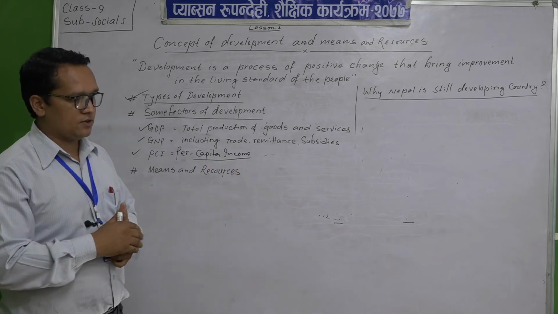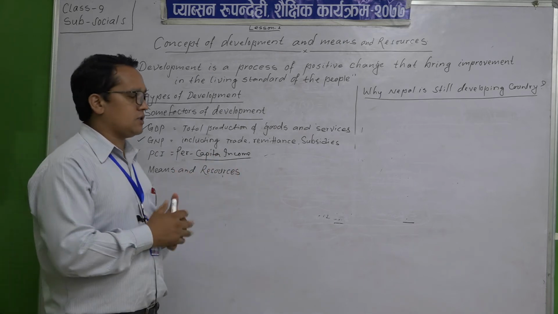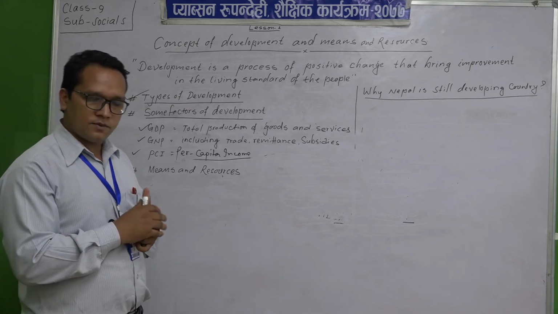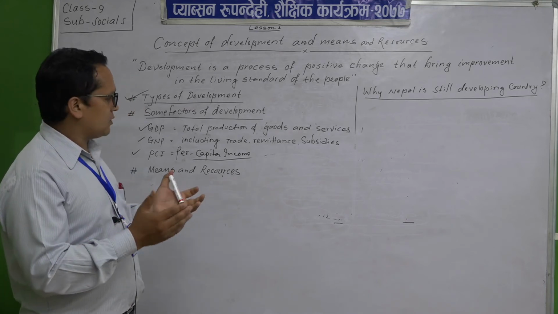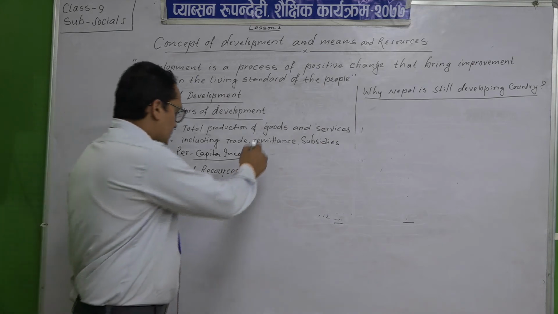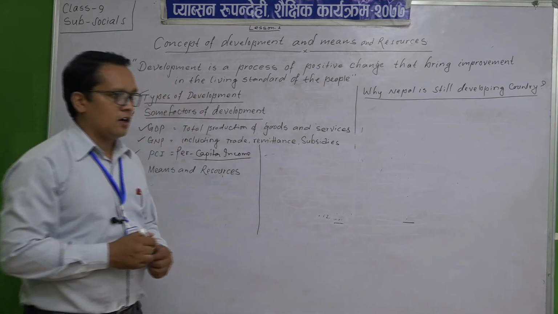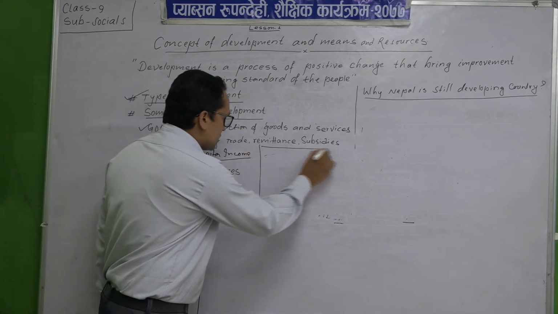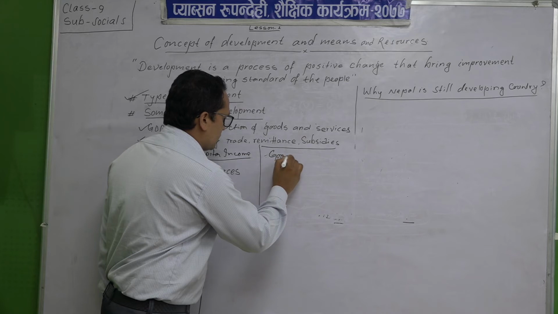Markets also means resources, energy also means resources, and all these types of means. Good governance also means resources. For development, what is required? All three types of resources are required. After that, good governance is required.